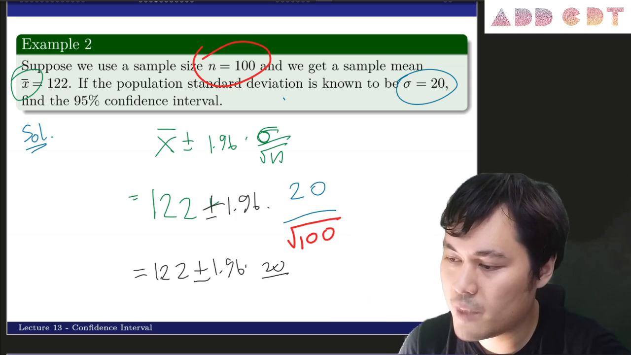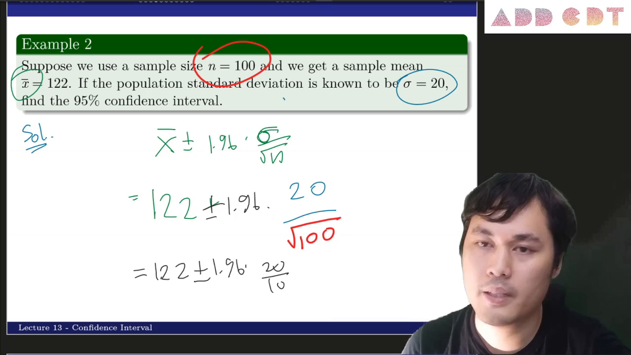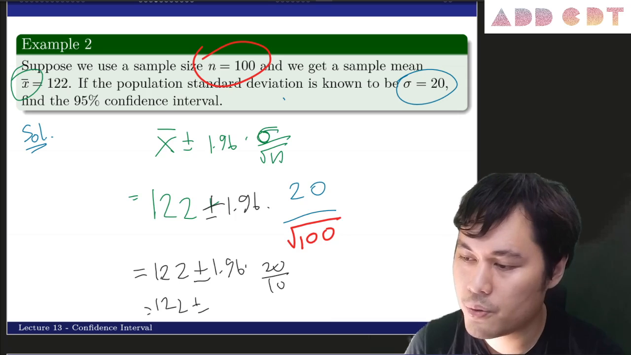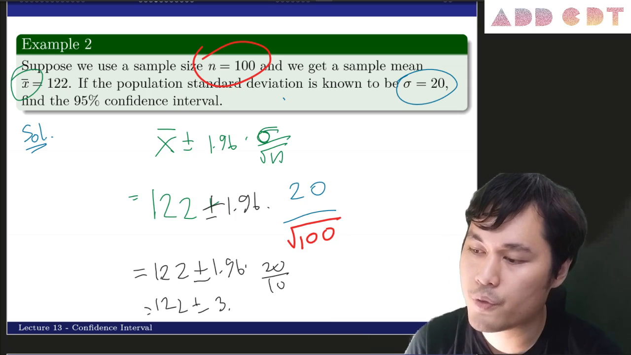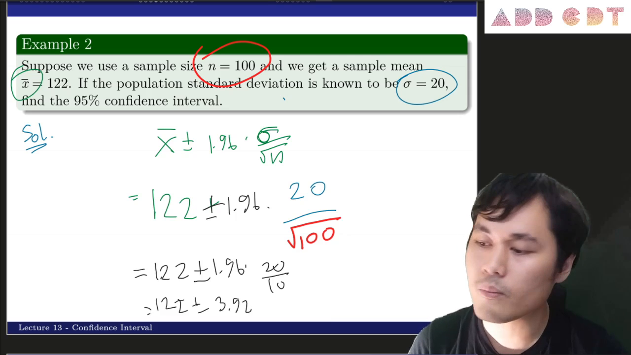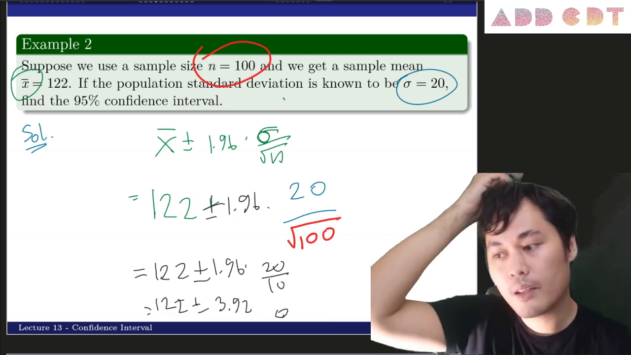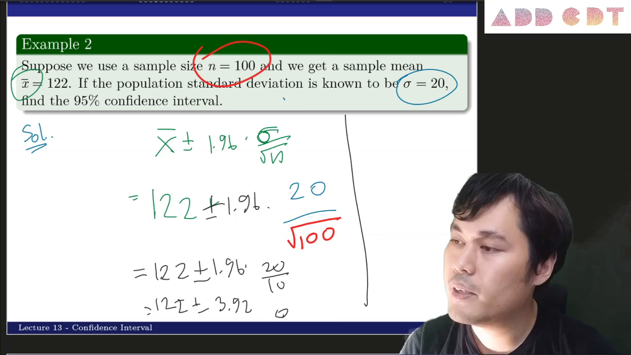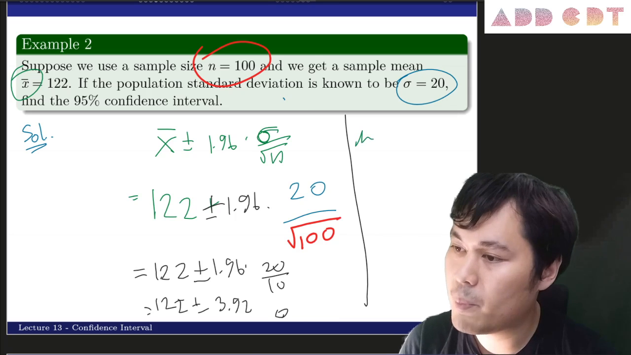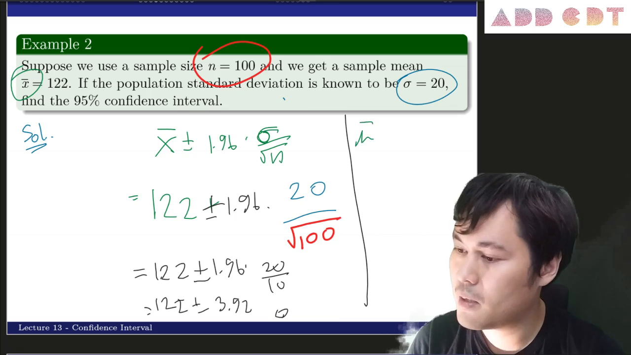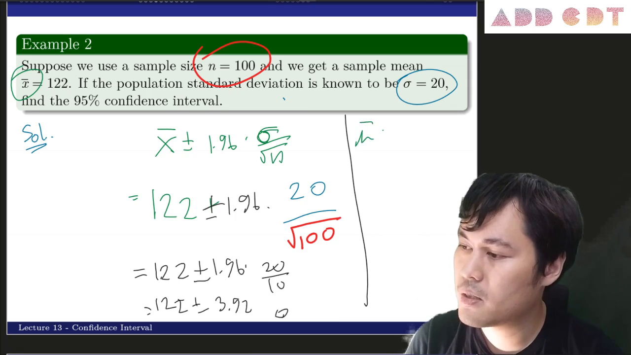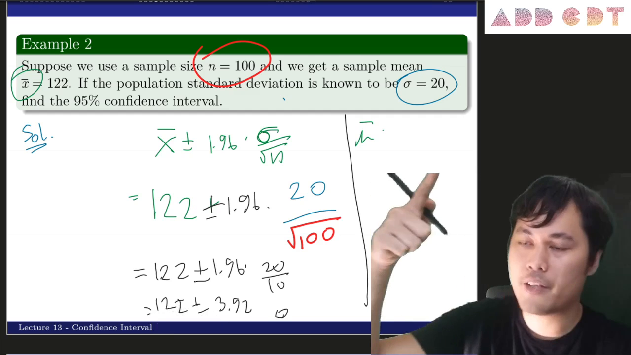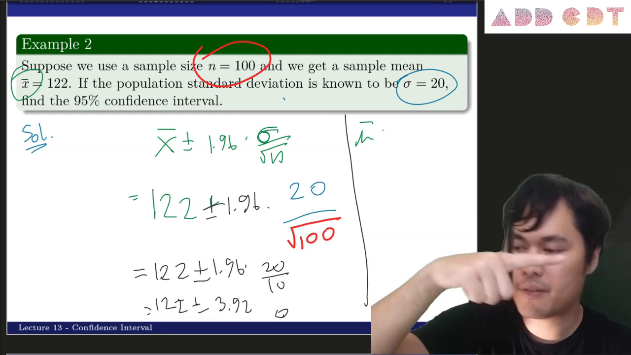So that's 20 divided by 10. That's going to be 2. So it's 122 plus or minus 2 times 1.96. We get 3.92. And that's done. Right. We get a number. What does that number say? It says that the population mean mu is between these two values, 122 plus 3.92 and 122 minus 3.92.